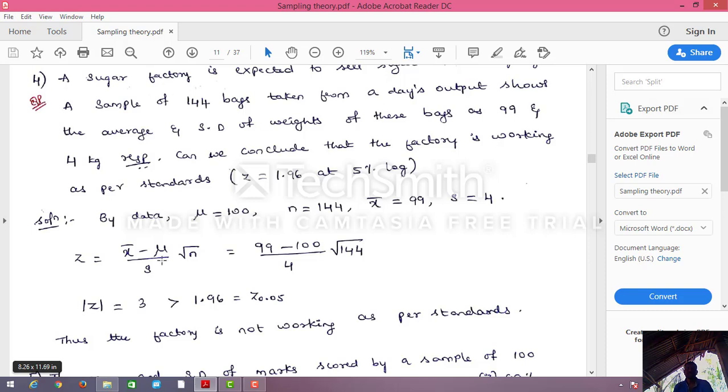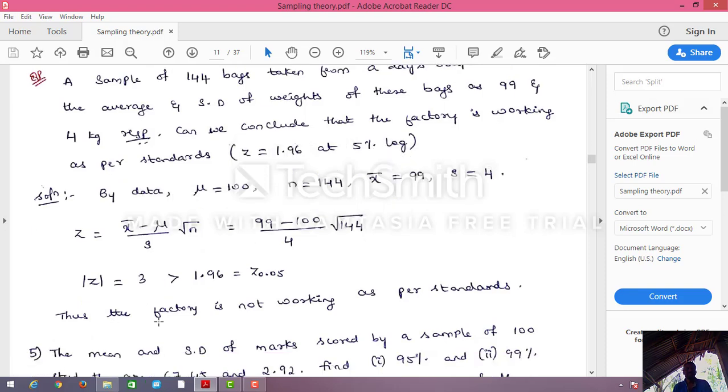They have asked for the 5% level of significance, which means the standard value should be 1.96. Here we got 3. So 3 is greater than the 5% level of significance value, so the test is rejected. So that's the way I'm writing here: thus, the factory is not working as per standards.